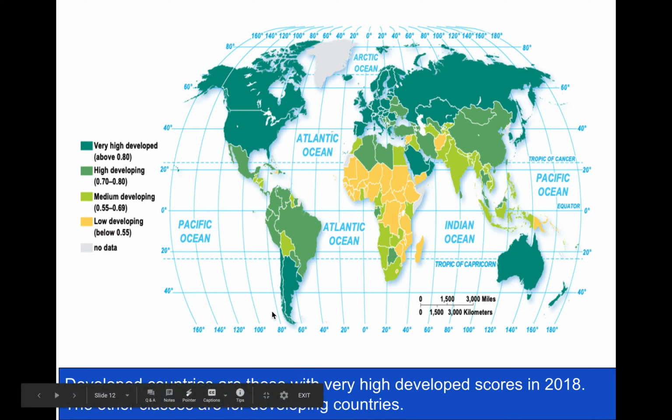Argentina is very high developed, above a 0.80. And the lowest developing countries are Sub-Saharan Africa, parts of South Central Asia, Afghanistan, parts of Southwest Asia, Yemen, and Syria.